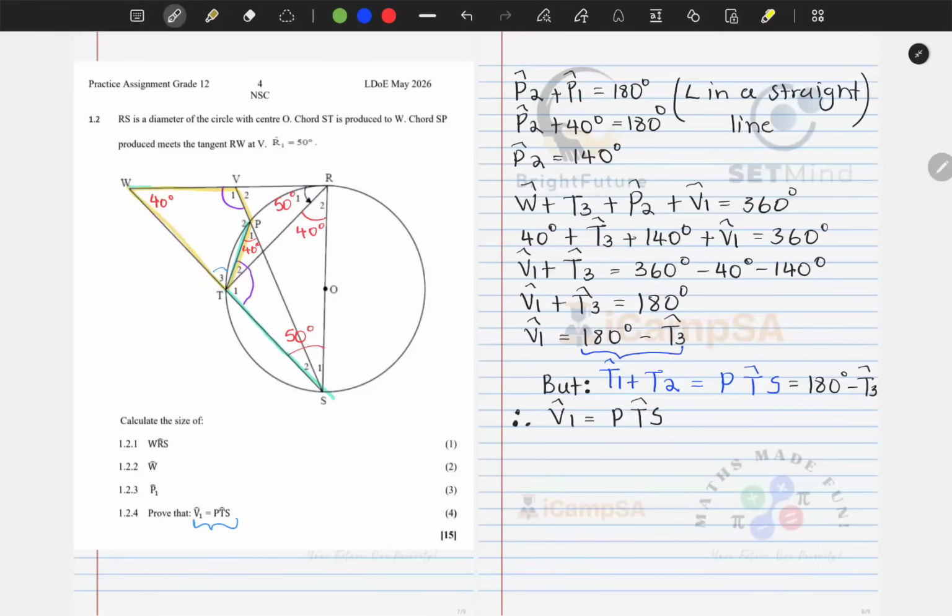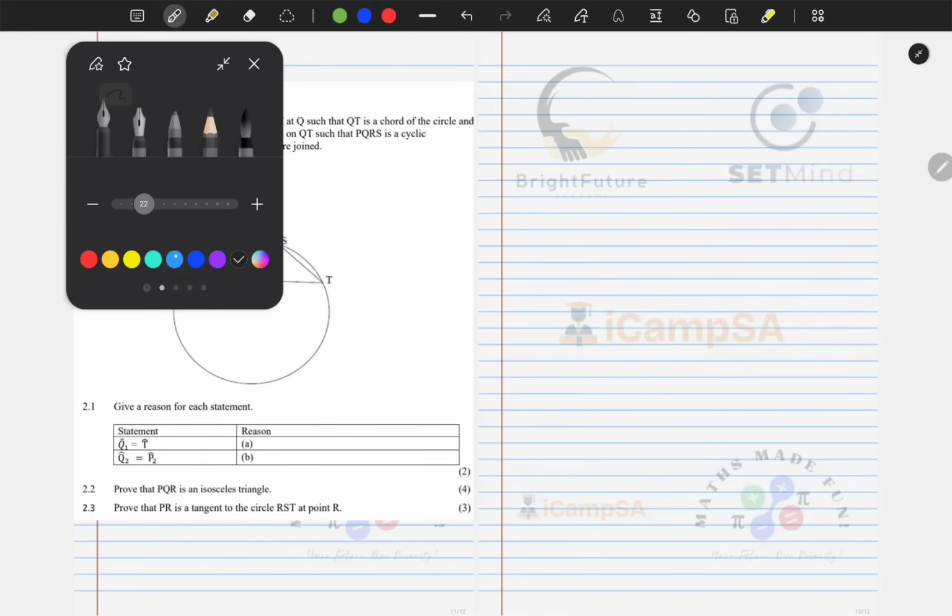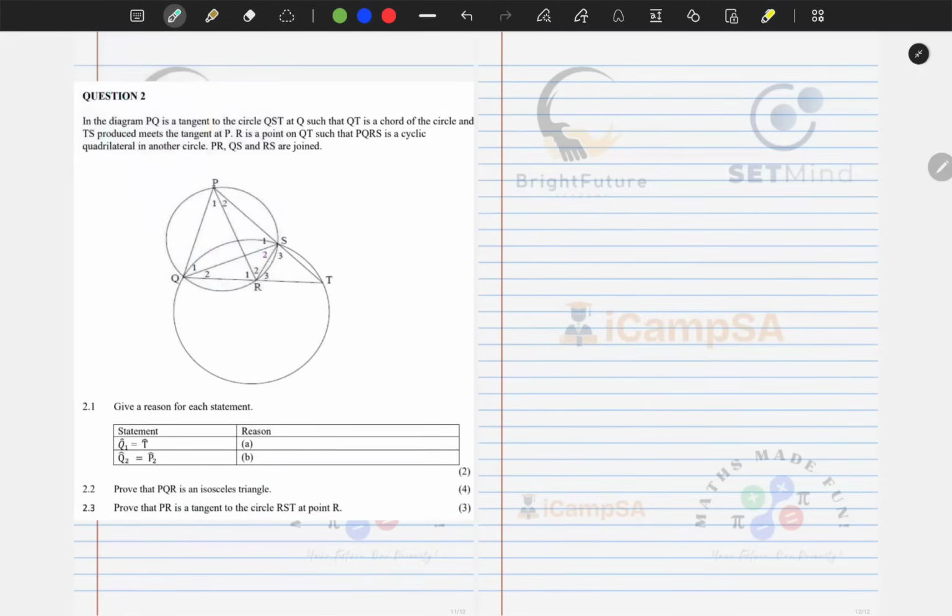And that brings us to the end of question 1. Next, we'll look at question 2. So let's now have a look at question number 2. Okay, question 2 reads the statement, in the diagram, PQ is a tangent.